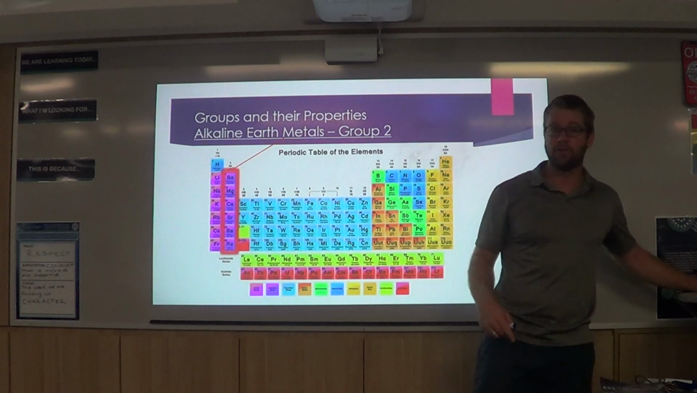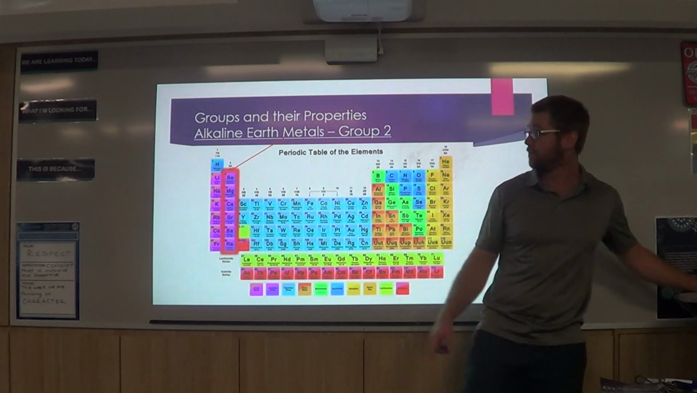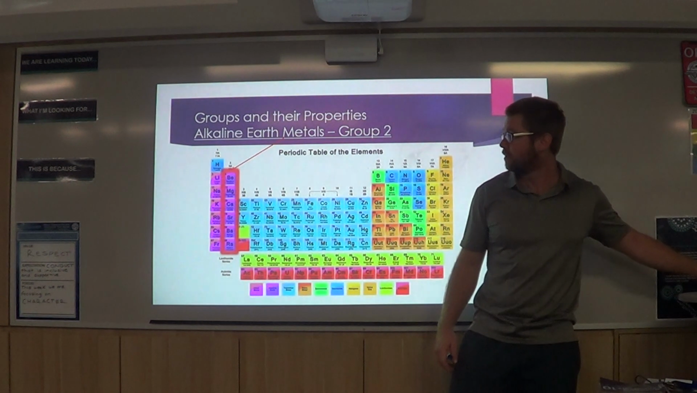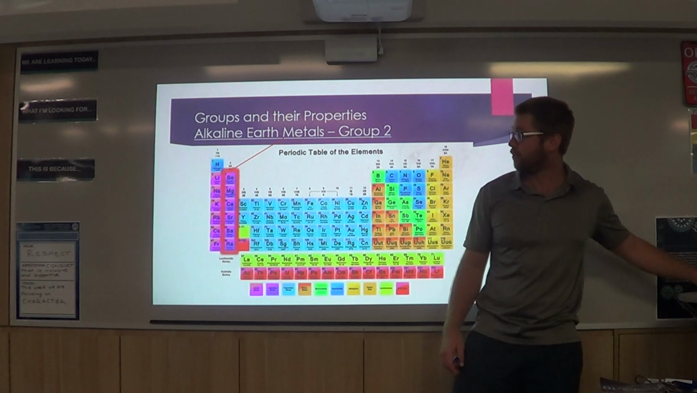All right, the next group is called the alkaline earth metals. That's group 2. That's these guys, next to the alkali metals. Now, how many valence electrons? I'm hoping this PowerPoint's going to work.